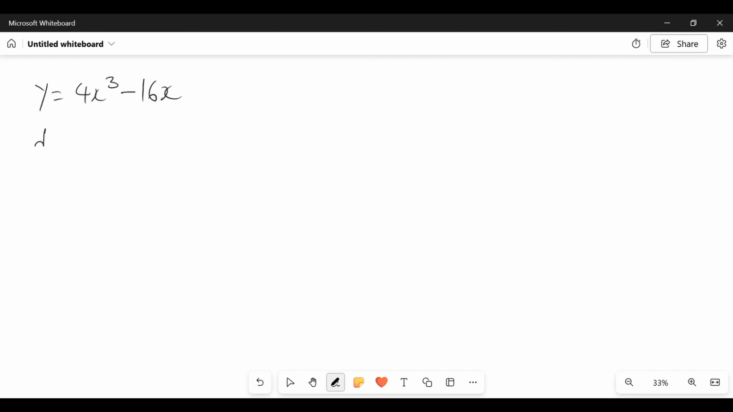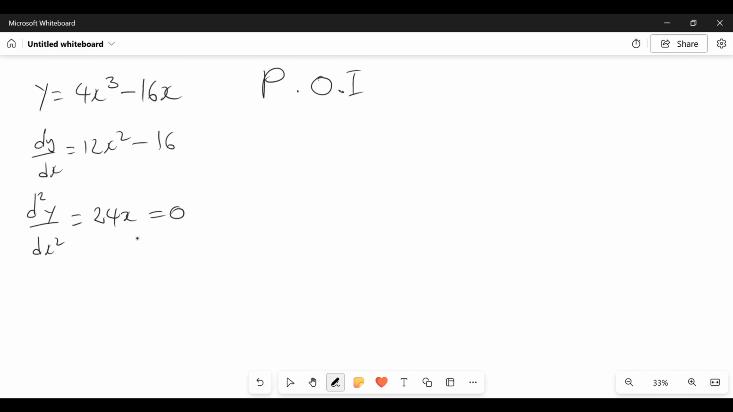So we know that the first derivative, dy over dx, was 12x squared minus 16, right? And the second derivative is going to be as follows. We're going to have 24x equal to 0. All right, guys, remember this second derivative, when we are looking for point of inflection, is supposed to be equal to 0. So if we are solving for x, guys, we will divide by 24 throughout, meaning our x here is going to be 0.